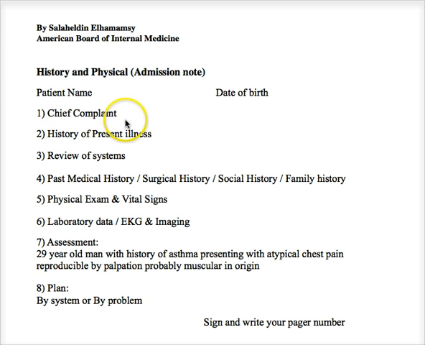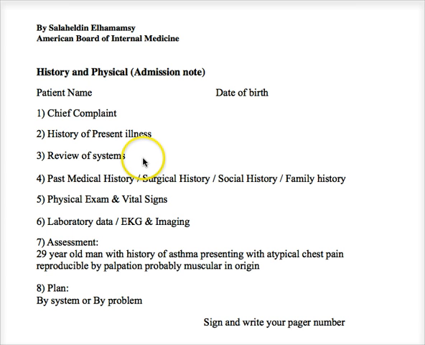First component is chief complaint, which is usually concise, something like chest pain or fatigue. And then history of present illness, where you describe the present illness. It would sound something like: 55-year-old man with a past medical history of hypertension and hyperlipidemia, presenting with a chief complaint of chest pain. The patient describes the pain as, and then you go on describing the chief complaint.